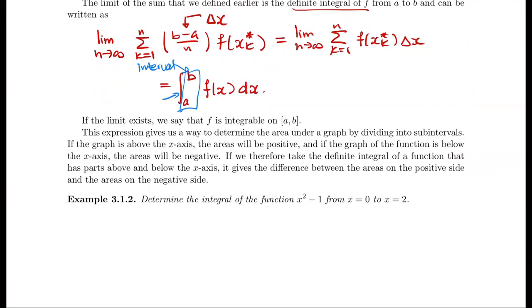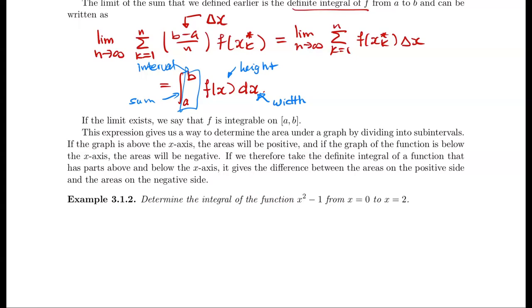The integral sign here is going to be our sum. The f of x is always going to be our height. And this dx is going to be representing the width of the function or the interval. So if the limit exists, then we say that f is integrable on a to b.